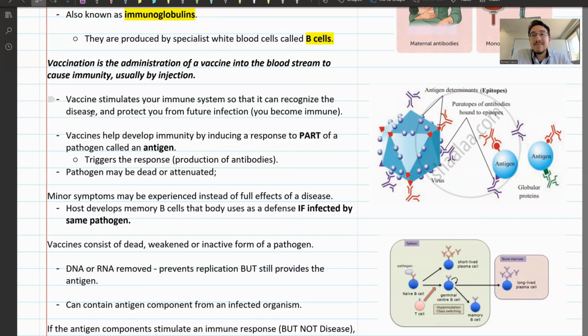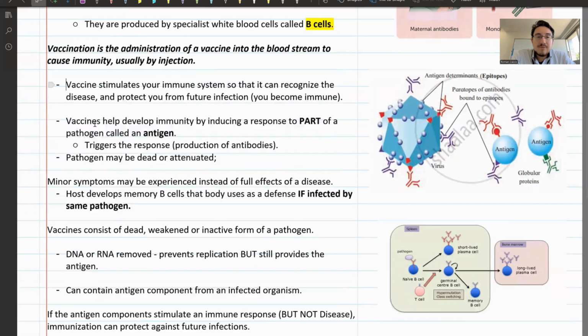So when you get infected by the real thing, it's not going to hurt you or cause such intense symptoms to you because you're already protected from it, right? So you're already immune to it. Okay, that's the whole concept of a vaccination.